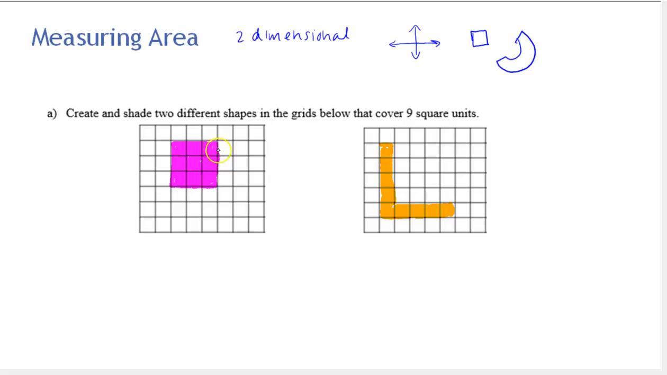Here I made a square with a bunch of squares in it, and I'm going to count each of the square units. So there's 1, 2, 3, 4, 5, 6, 7, 8, 9 square units. And this shape looks very different, but it's also 1, 2, 3, 4, 5, 6, 7, 8, 9 square units. So double check now that yours are also 9 units, and if not, you can adjust them. Let's look at the next example.